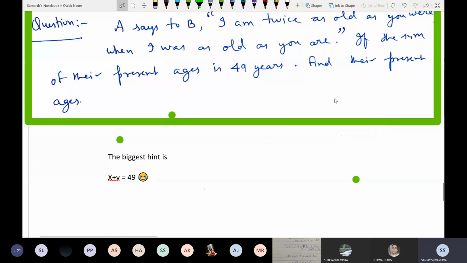What are the ages coming, by the way? Sir, A's age is 36 years and B's age is 27 years. If you add these two, what is the sum? 63. And as per the question, the sum is 49 years. That means it is not correct. Sir, is the age of B 32 years? No, not at all.